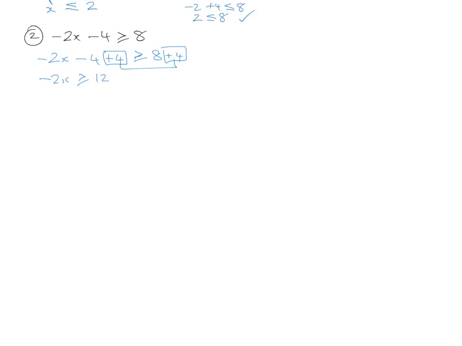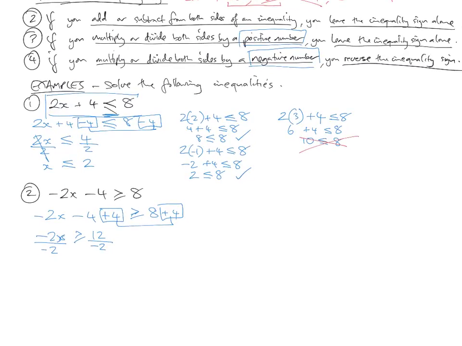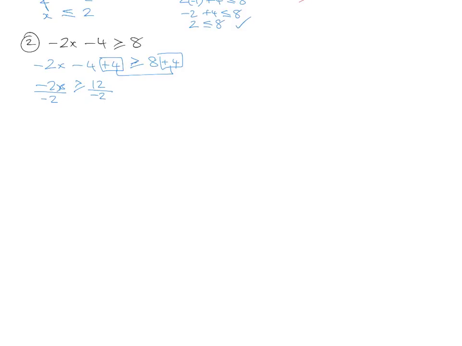8 plus 4 is 12. Okay, so now the opposite of timesing by negative 2 is dividing by negative 2. But to balance it, I need to divide both sides by negative 2. But we're not finished yet, because Rule 4 says if you multiply or divide both sides by a negative number, you have to reverse the inequality sign. So that's what I haven't done here yet.